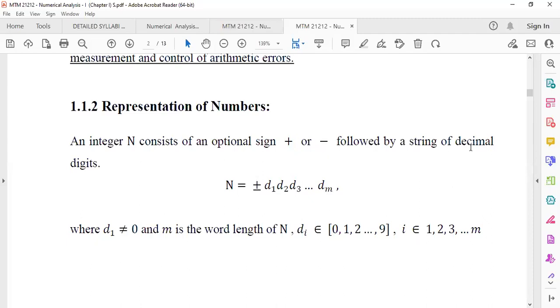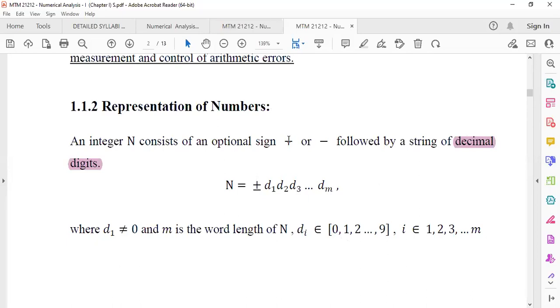It is followed by a string of decimal digits. What do you think decimal digits mean? These are the digits 0, 1, 2 up to 9. There are also different ways of representing this, such as the binary system and octal system, which you may find in computer studies. Binary means 0, 1. Octal digits mean 0, 1, 2 up to 7. But decimal numbers are base ten numbers, so they have 0, 1, 2 up to 9.